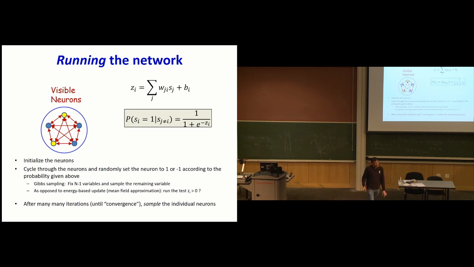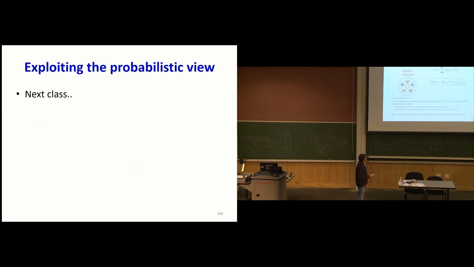So if I want to run the network, all I really have to do is this. I'm going to set the network somehow. I'm going to cycle through the neurons, and at each neuron, I'm going to randomly set the neuron to either plus 1 or 0 or minus 1 according to this logistic function. And I can keep cycling till all of the neurons are set. Now, this is very different from the energy-based update. But what has happened is that I've converted the energy-based update, which is deterministic, to a slightly stochastic version. That's about all that happened, right? And after many, many iterations, at some point the whole thing is going to stabilize, and then I can just look at the states of the various neurons, and I get a sample from this distribution.